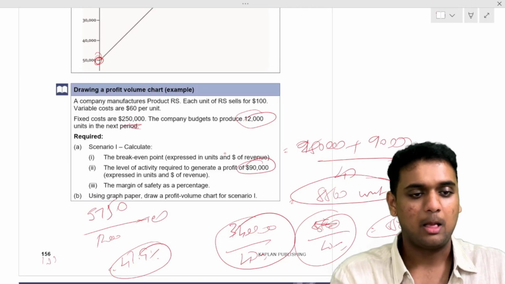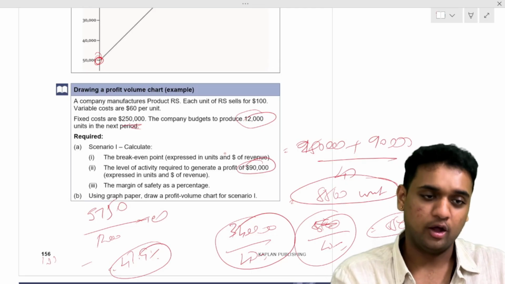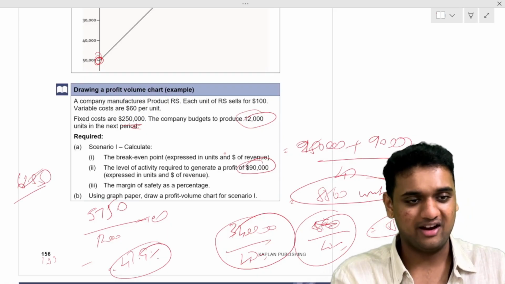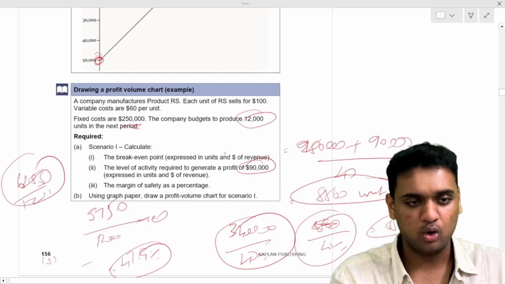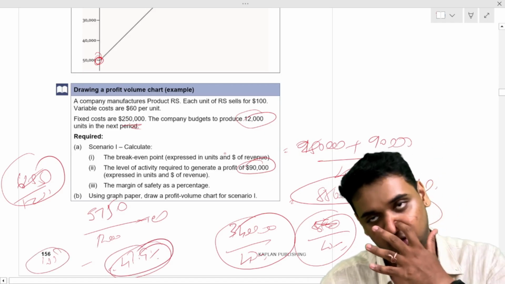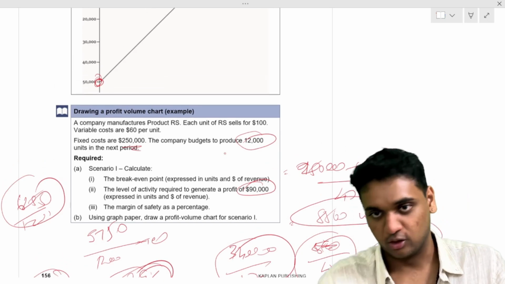52.1%. That is 100 minus this, you can do, or you can also do break-even point, that is 6,250 divided by 12,000 into 100, or 100% minus the margin of safety percentage. You will get the same answer. Understood all of you? Yes or no? Yes, sir.